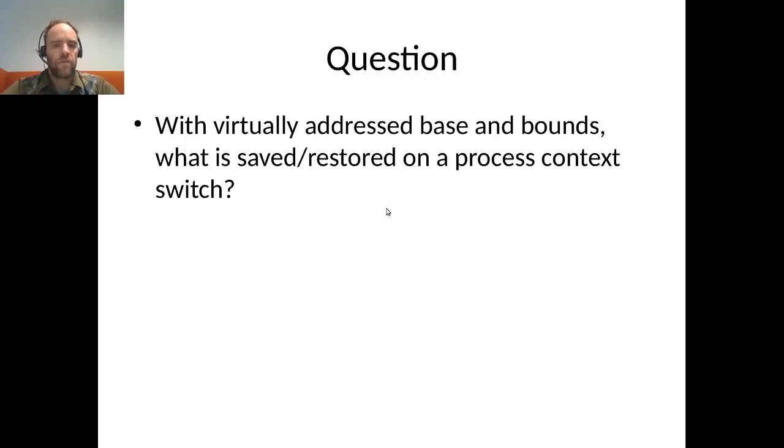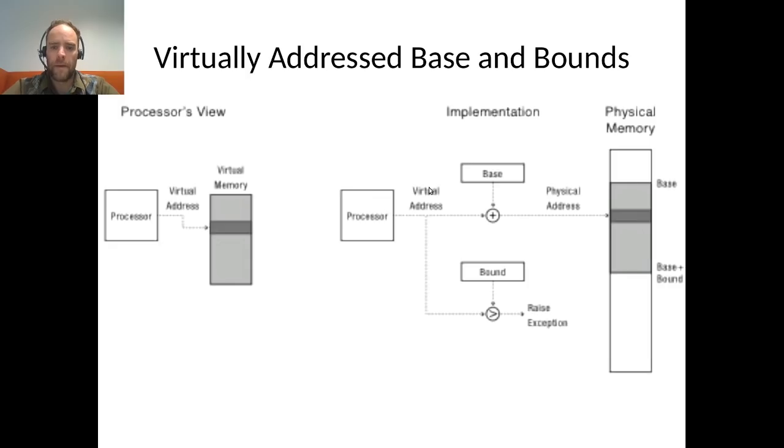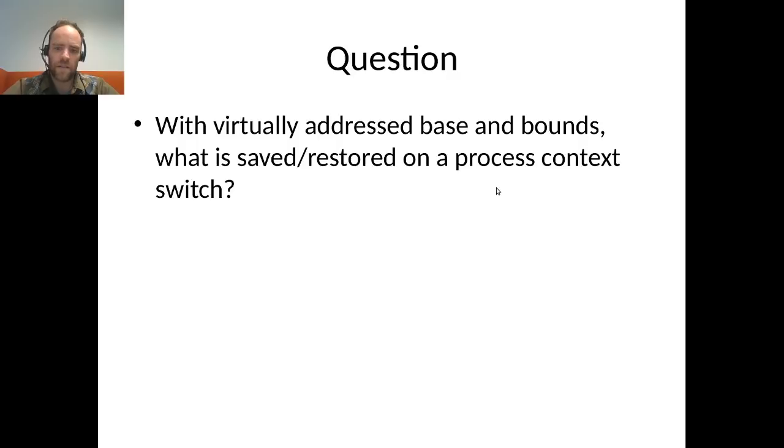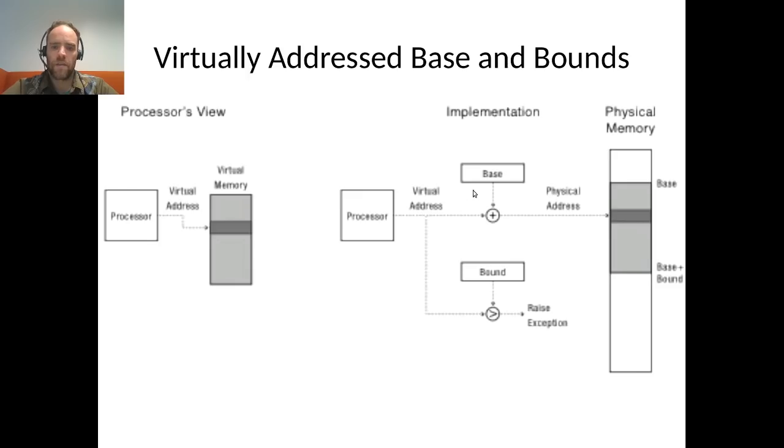So with virtually addressed base and bounds, what needs to be saved or restored when we do a process context switch? I actually just talked about that. If you were paying attention, you saw that we have this base and bound, of course. When we switch processes, these registers actually need to be updated because they are added to the virtual addresses that each process will be referencing. So basically all you need to do when you do a process switch is, along with your other registers, also save and restore these base and bound registers.